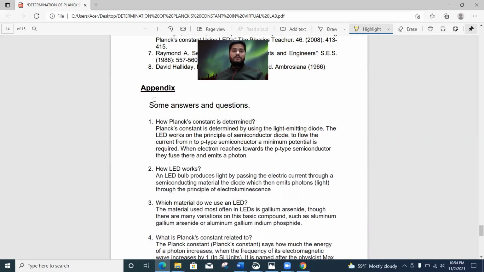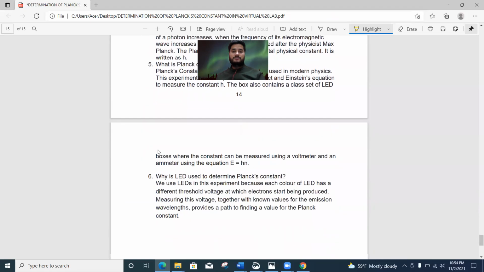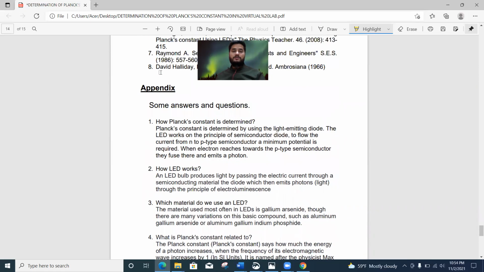Among the many viva questions and answers, I keep nearly 6 questions related to Planck's constant. The first question is how Planck's constant is determined. Planck's constant is determined by using the light emitting diode. How can we calculate Planck's constant? We can calculate Planck's constant by using a light emitting diode.